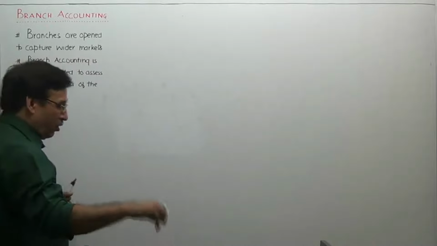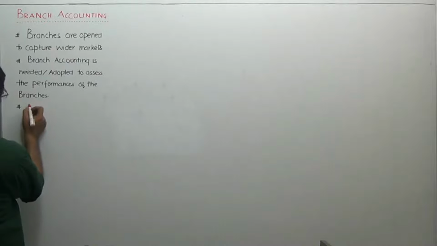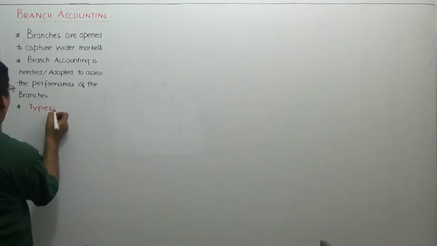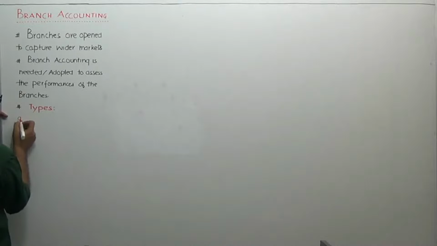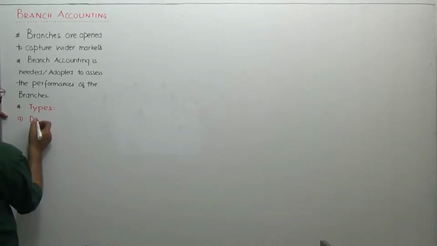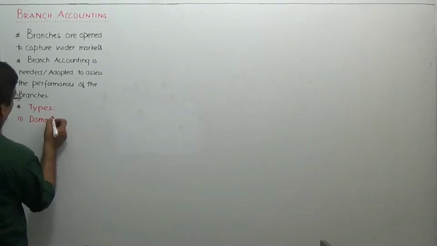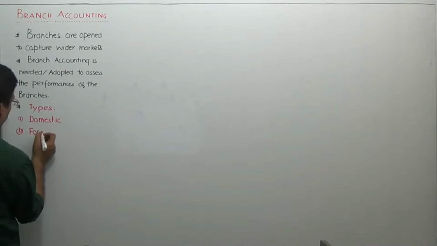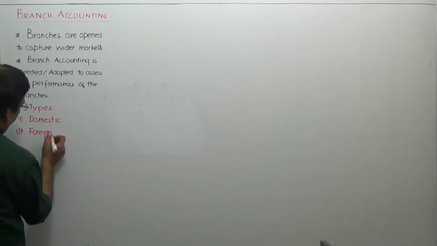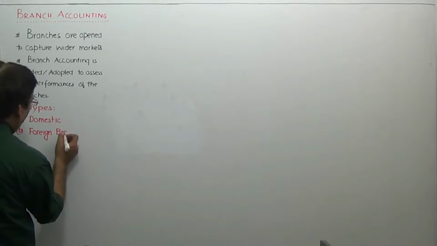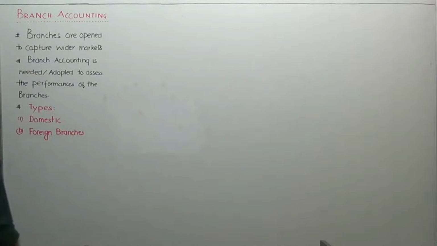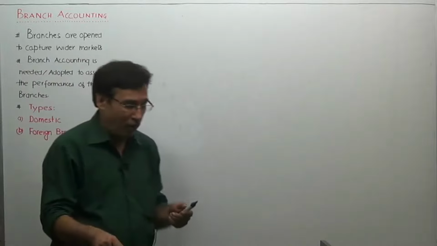So there are two types of branches: domestic branches and foreign branches. As I said, two broad categories of branches. One is domestic and another one is foreign branches. So basically there are two broad categories, domestic branches and foreign branches.